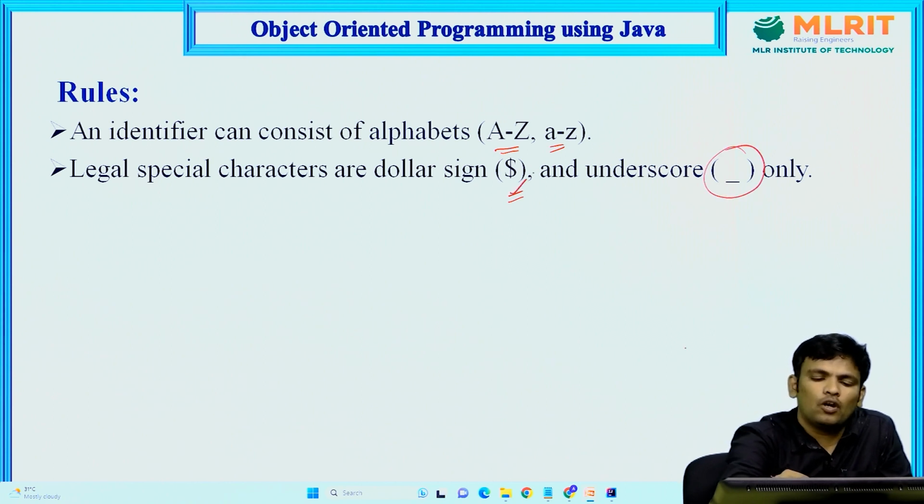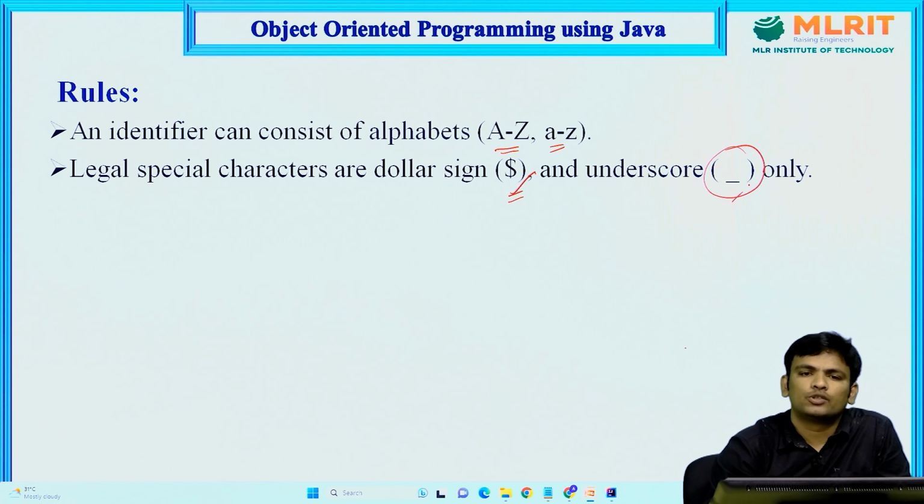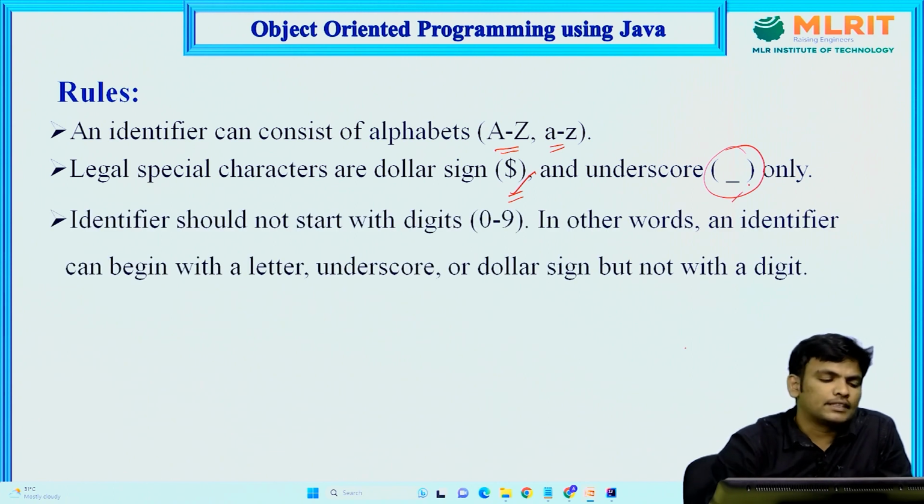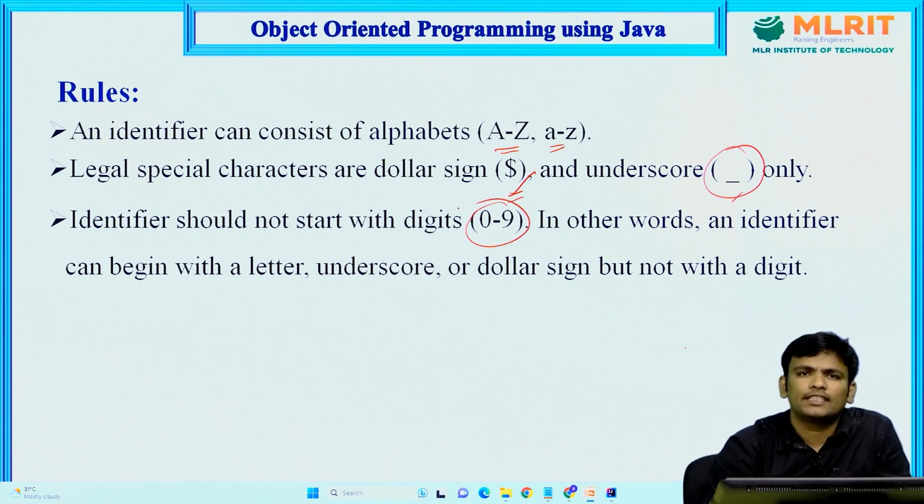Only the $ sign and underscore it will allow. So apart from these two, if you are passing any other special character, it will lead to a compile time error. Next, an identifier should not start with a digit. It can contain a digit but it should not start with a digit. An identifier can even start with a special character, but it should not start with a digit.